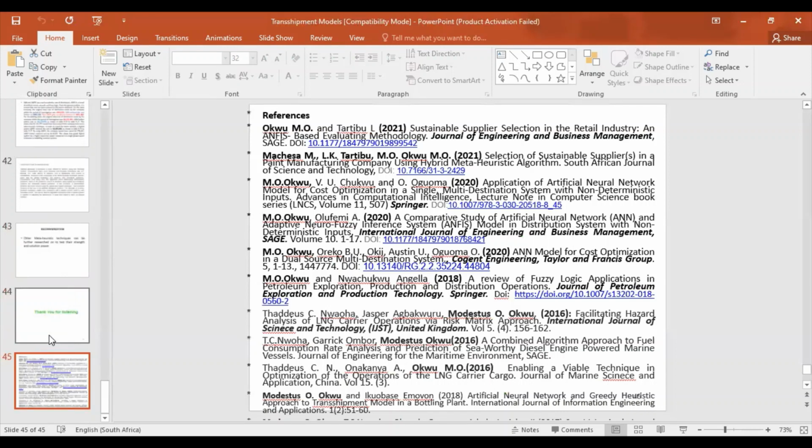Then we'll have some research work based on what we've done in time past. You may wish to look at some of them. Oqmo and Tatibu 2021, then Oqmo et al. 2020, where we tried to solve problems based on application of ANN for solving distribution model problems in manufacturing systems. Then Oku, Emo, and Olufemi also did research on comparative analysis of ANN and the adaptive neuro-fuzzy inference system in non-deterministic system inputs. We have also done research on supplier selection using the adaptive neuro-fuzzy inference system.